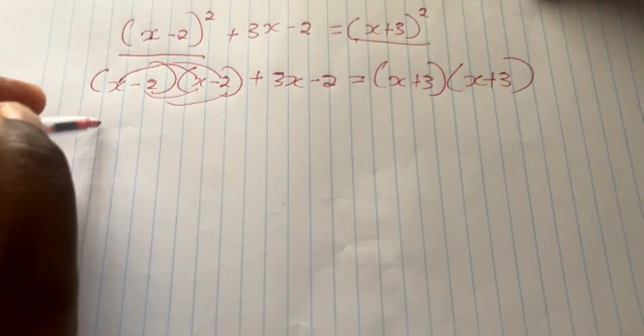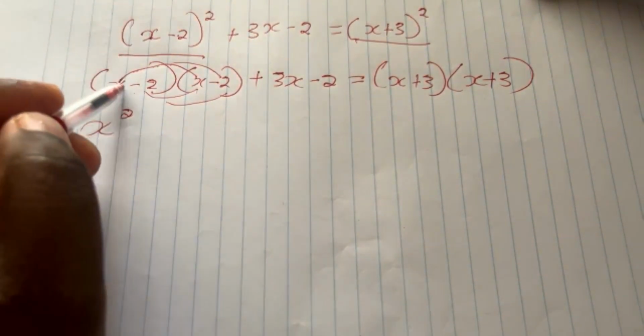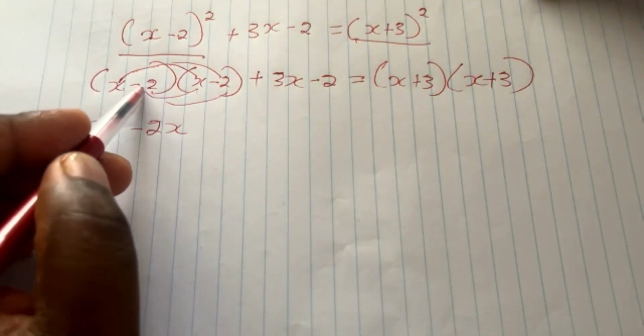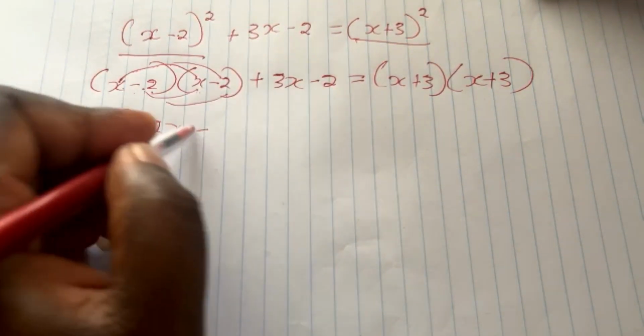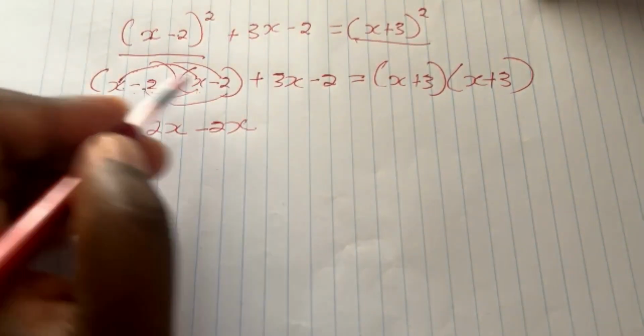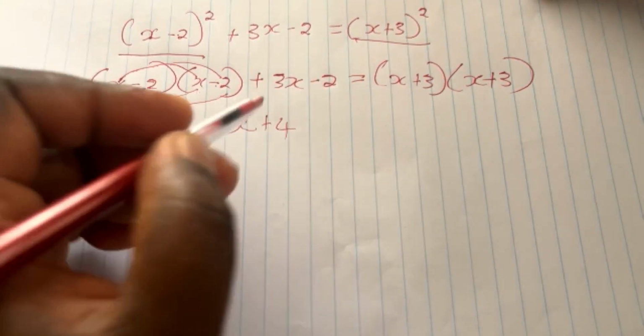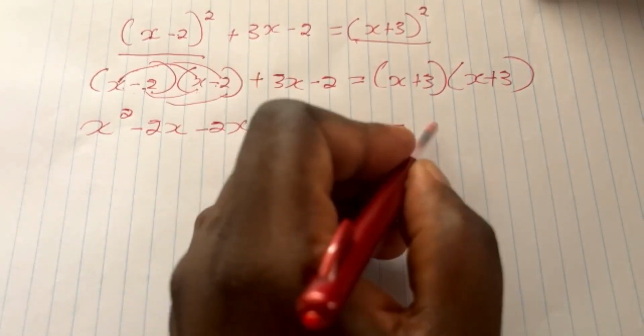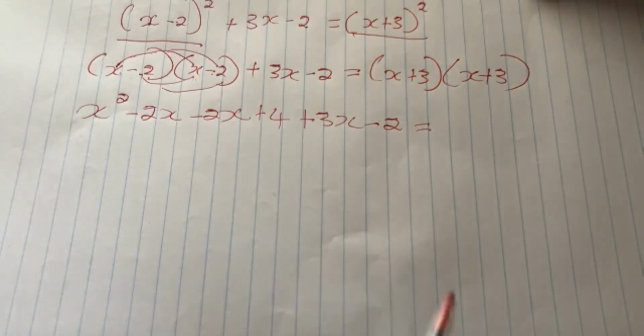Let's see. x times x is going to give us x to the power of 2, while x times negative 2 gives us negative 2x, while negative 2 times x gives us negative 2x. Then negative 2 times negative 2 gives us positive 4. Then the rest we copy down because they are simplified. Then equation sign, then we work on the other one.